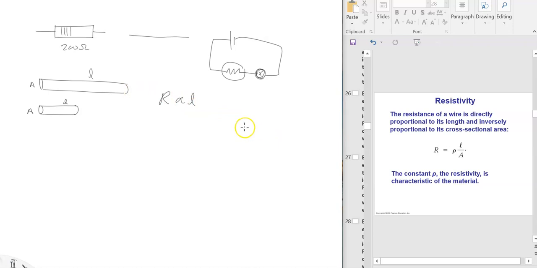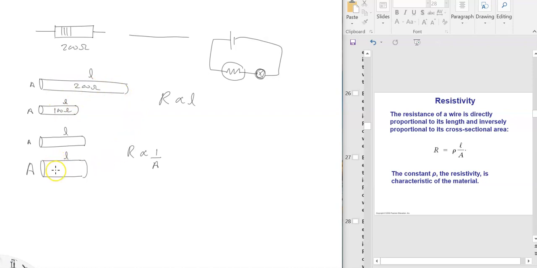Inversely proportional to the cross-sectional area. Let's say we take the same wire, same material, take the same length, this is L, this is area, and then we take a much wider, thicker one, same length, bigger area. Resistance is inversely proportional to the area. That means bigger the area, less resistance, fewer ohms it has. For an example, let's say this is 100 ohms. If this is double the length, this will be 200 ohms.